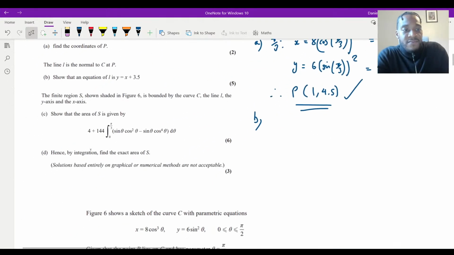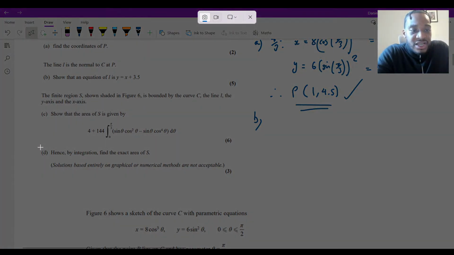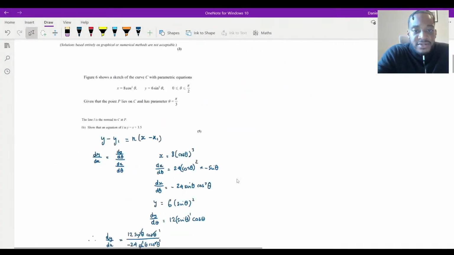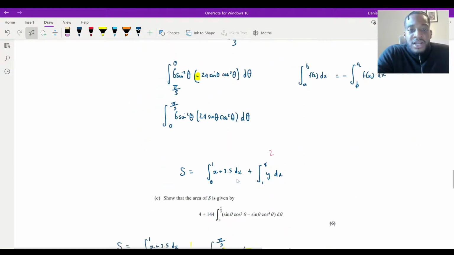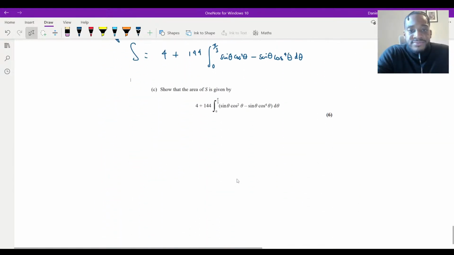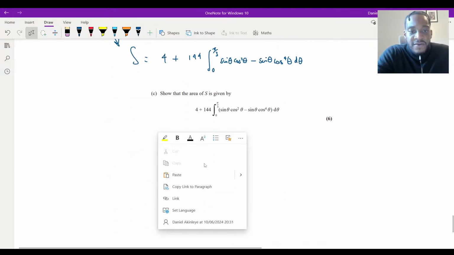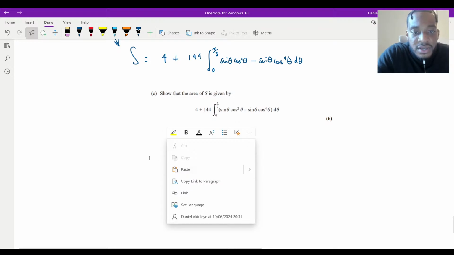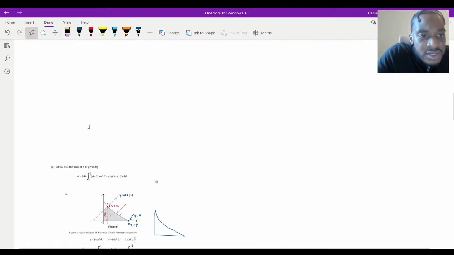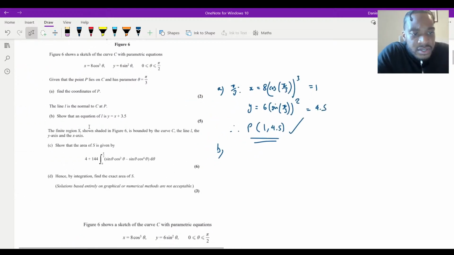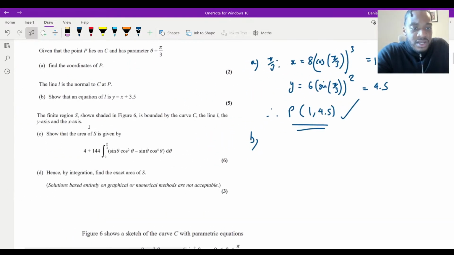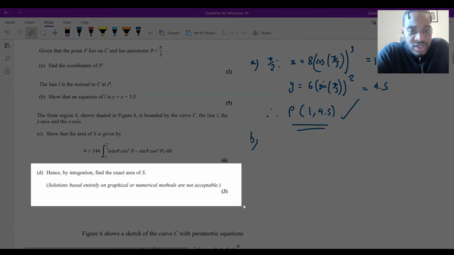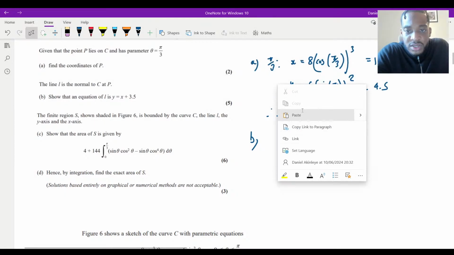And then now part D says: hence by integration find the exact area of S. So doing that, let's do this one. So we've worked that out. We've got this here. Whoops, where has it gone? Hold on a second. This is not working. Let me get S. Okay. S, hence by integration, find the exact area of S. Let me copy that one more time. Hopefully that should work. Okay, it does.